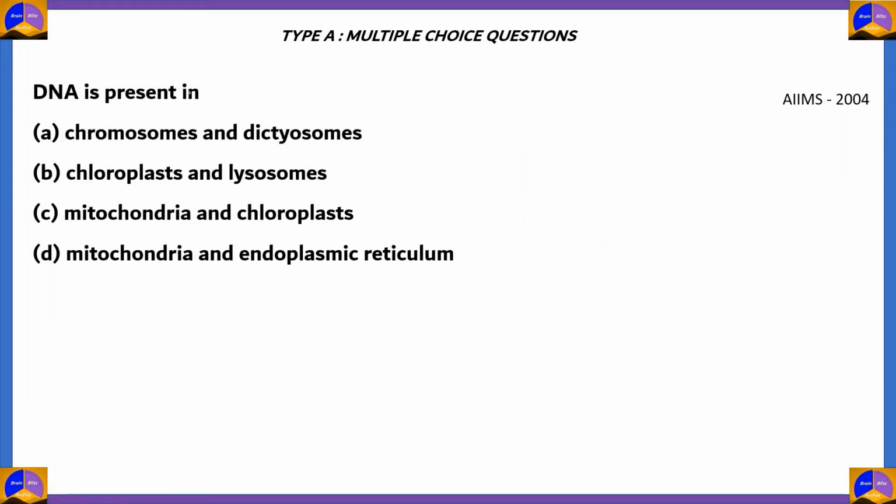Next question. DNA is present in chromosomes and dictyosomes, chloroplasts and lysosomes, mitochondria and chloroplasts, mitochondria and endoplasmic reticulum. Let's look at each of our options. Option D, mitochondria and endoplasmic reticulum. The endoplasmic reticulum has the function of transport of proteins. And it does not have DNA. So option D is incorrect.